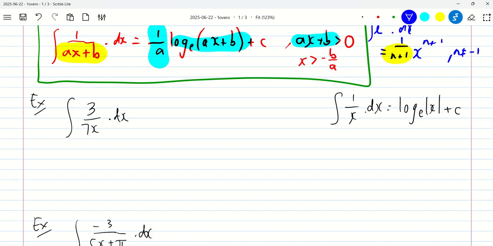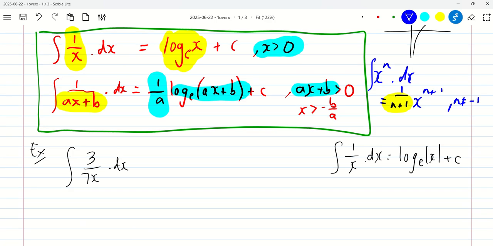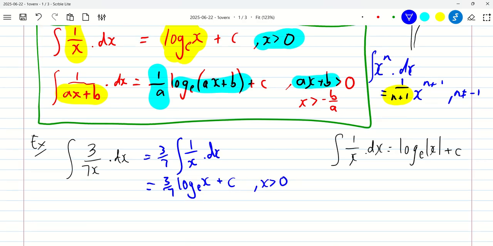So let's have a look at this. We want the integral of 3 over 7x dx. What I like to do always is get the constants out from the integral. If I take 3/7 out the front, I'm left with 1 over x dx. Then it's quite simple: 3 over 7, and the antiderivative of 1 over x is log e x plus c. There's a constant of integration. That's the final answer, but we just need to qualify that by saying x is greater than 0.